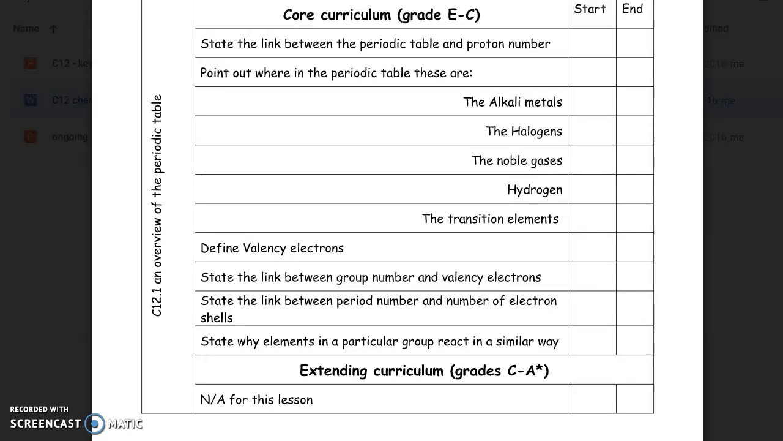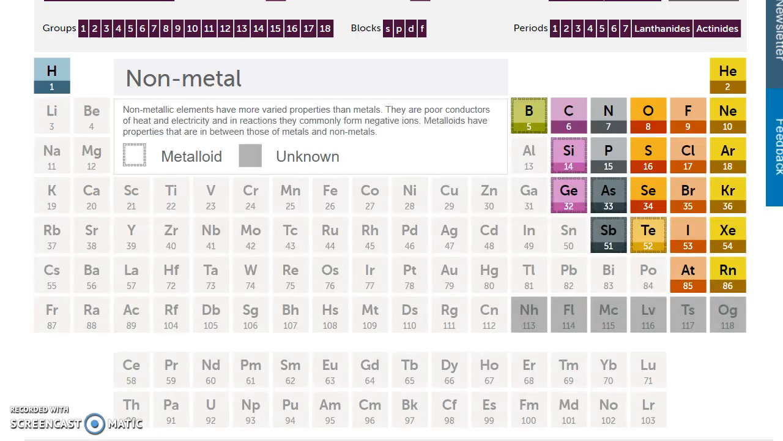Hello guys, so let's have a little look at what the specification says we have to learn for C12.1, the first lesson. First you need to be able to state the link between the periodic table and proton number. So if we go and have a little look at that, let's go to the periodic table.